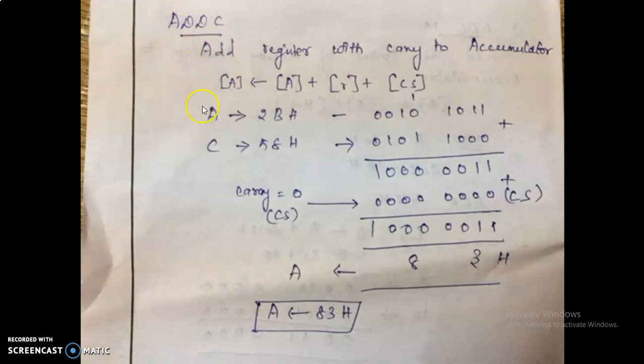Okay. So here the value of the accumulator is 2B. The value of the C register is 58. This is the binary notation of the two values. Here the addition is performed. This is the arithmetic addition.